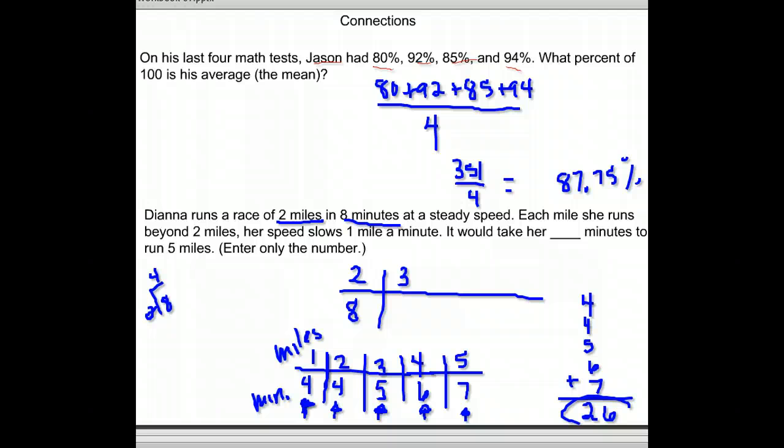And we get that it took 26 minutes for her to run those miles.